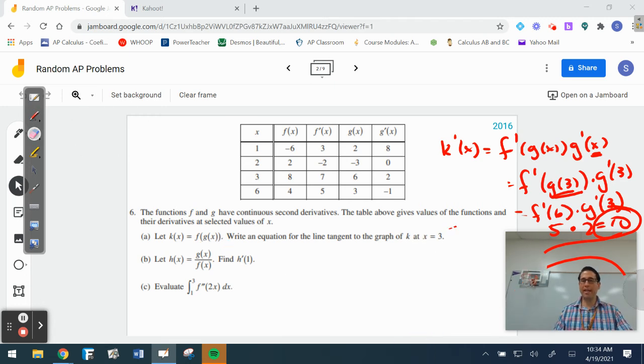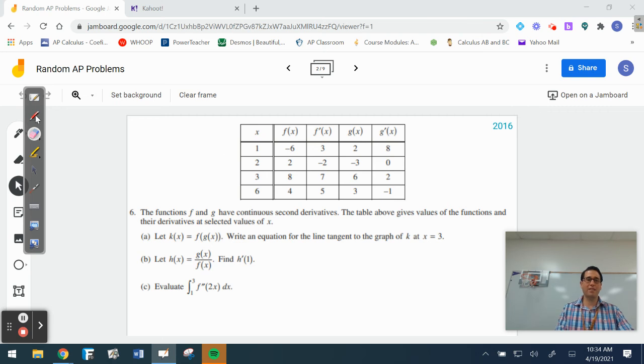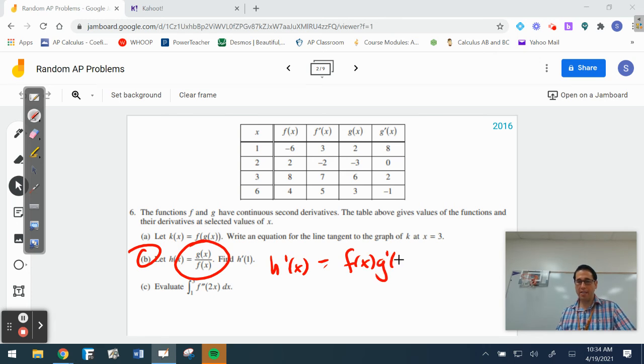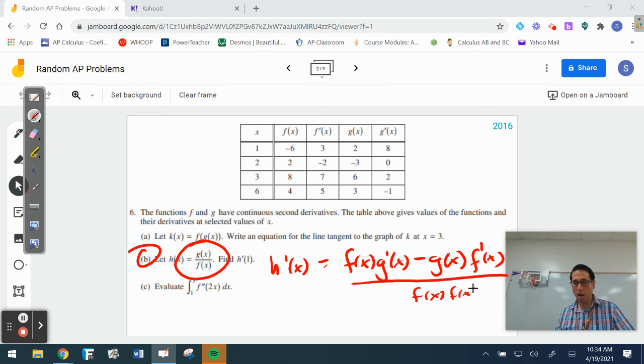Okay, so let's go ahead and find the next one. Come on, let's get something like this in this year's exam. All right, we just got to find h prime of x, which is the quotient rule, which is the low times the derivative of the high minus the high times the derivative of the low, all over the low squared, right? And then we're going to plug in a 1. So f of 1 is negative 6. G prime of 1 is 8. Hopefully I don't make a mistake here. G of 1 is 2. And then f prime of 1 is 3.